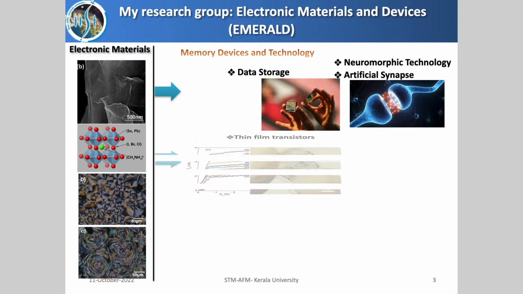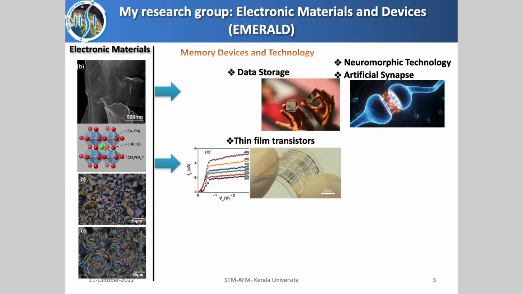And then thin film transistors, because data storage and transistors go together: getting data is one thing, storing data is another. We have to get the data as fast as possible, so we need faster transistors. We work on that also. All these things basically involve material science.